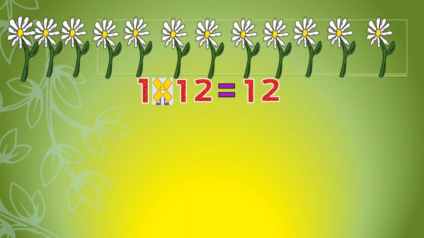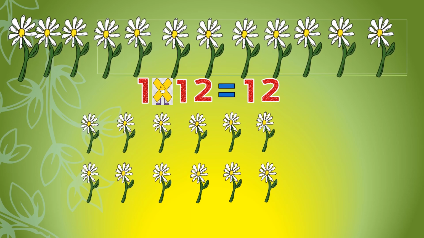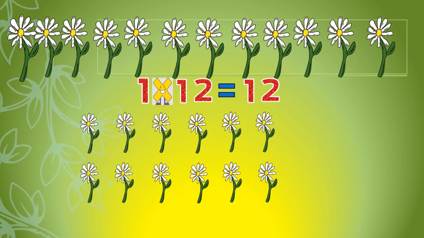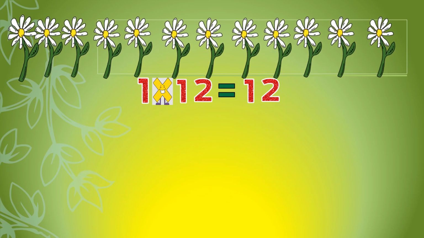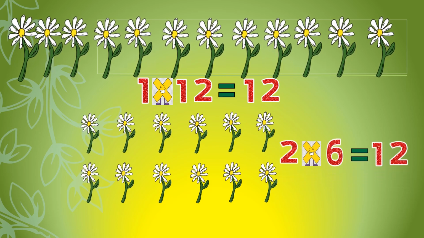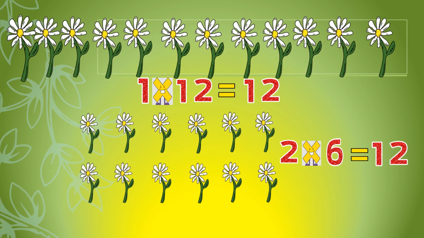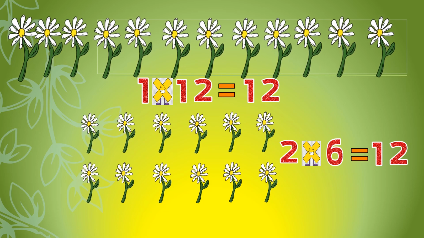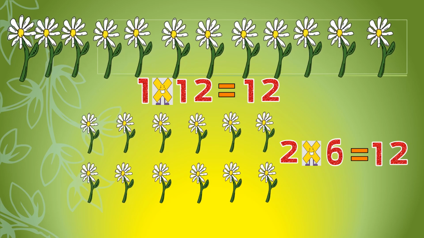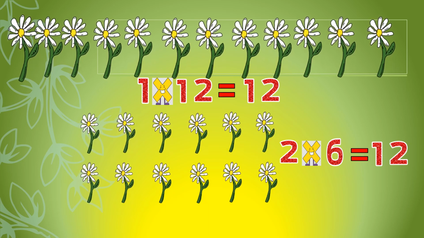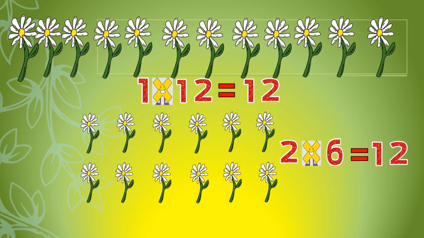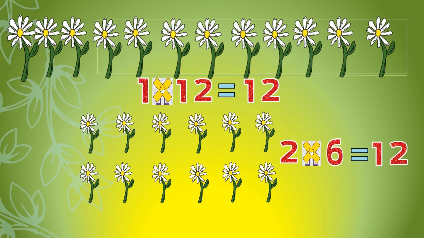Okay, now let's see the second arrangement. See, now here we have 2 rows and each row is having 6 flowers. So our multiplication sentence will be 2 multiplied by 6 equals 12. So till now we have formed 2 arrangements of the flowers. Now children, here you can see if we divide 12 by 1, what will be our answer? 12. And if we divide 12 by 6, what will we get? 2. And hence there are 2 rows.